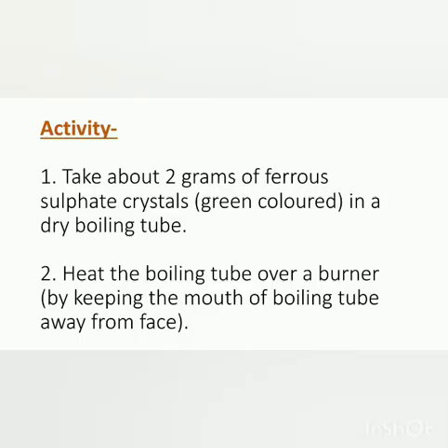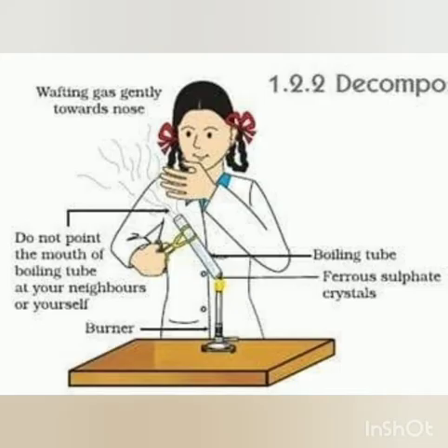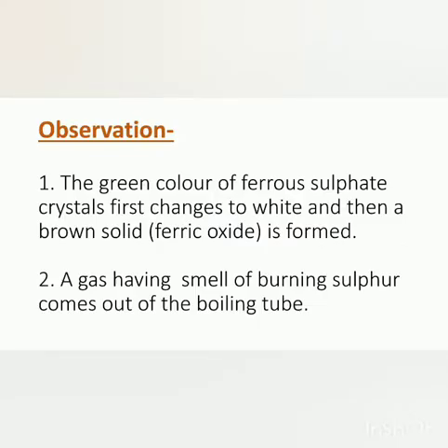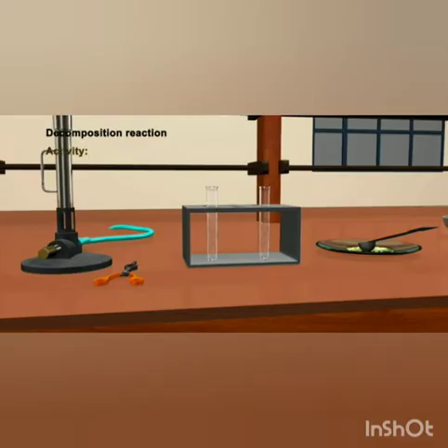Take about 2 grams of ferrous sulfate in a boiling tube. Now heat the boiling tube over a burner. We will observe that when ferrous sulfate crystal is heated, it loses water and decomposes, firstly into white and then brown colored ferric oxide, and gives out a smell of sulfur. Here ferric oxide is solid, and SO2 and SO3 are gases. So student, now let's understand this reaction with the help of this video.